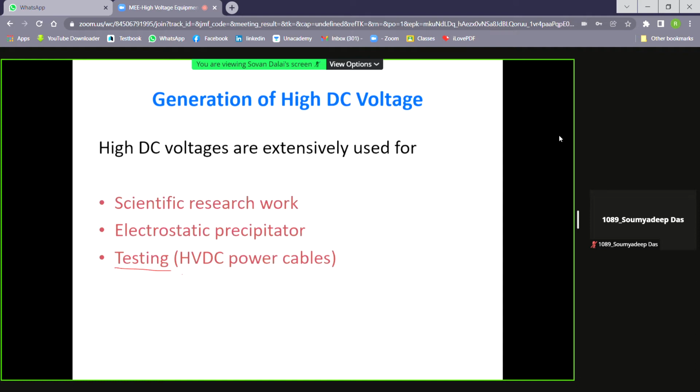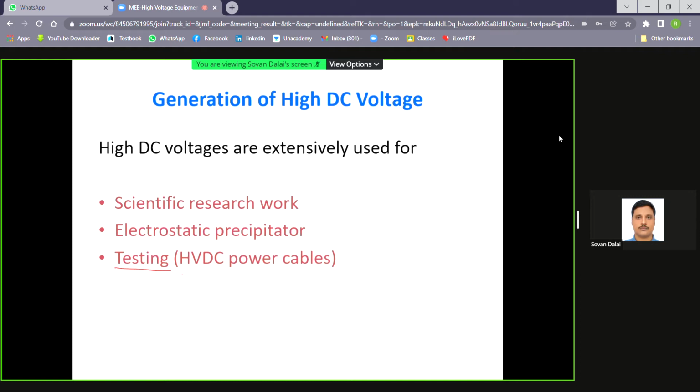Okay. So this is the main reason, because in the presence of huge capacitance, that capacitance basically draws a large amount of current from the source. So the source is heavily loaded, or you require more energy for testing that cable. Due to that reason, high voltage DC is preferred compared to high voltage AC.